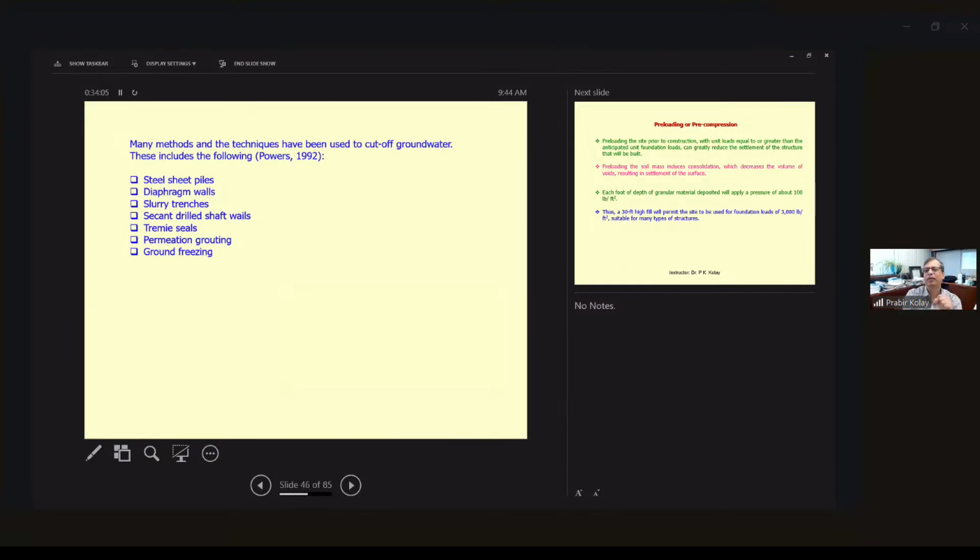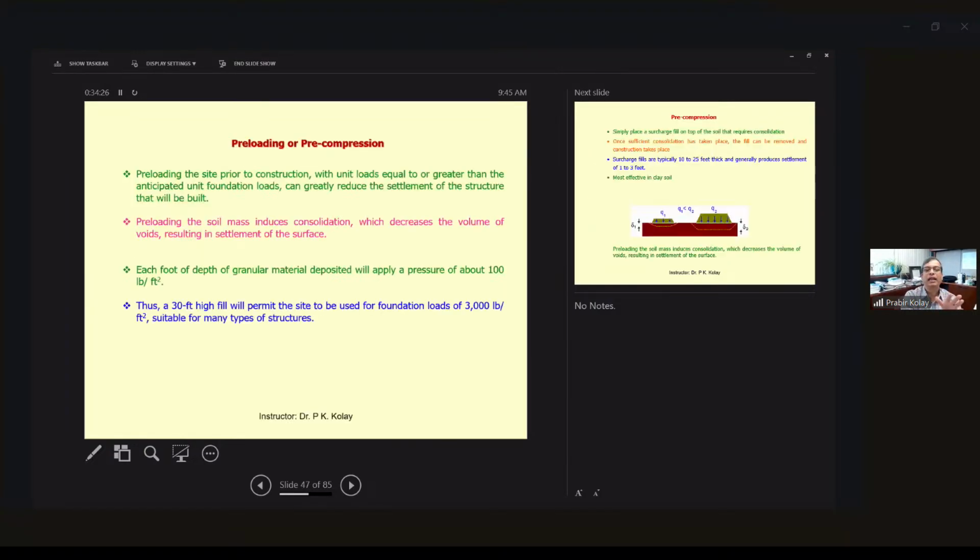And this one is the cutoff wall. So generally we don't use that just for dewatering, so this is a total cutoff: the sheet piles, that may be diaphragm walls, there may be soil slurry trenches, secant pile walls, tremie seals, permeation grouting, and ground freezing. So these are complete cutoff of water. Okay.